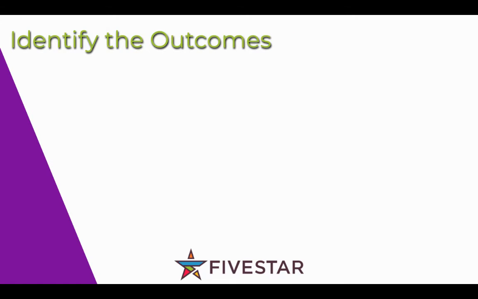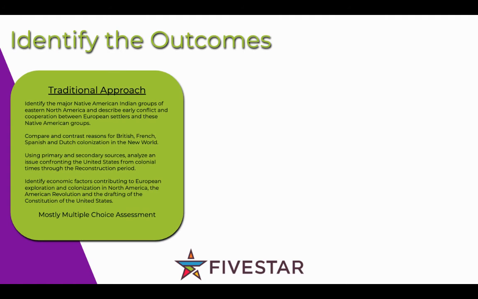Okay, so let's take those 4 steps and break them down. We start by identifying our outcomes. And again, I'm going to do a kind of compare and contrast between traditional and authentic assessment here. I'm going to use a U.S. history example because that's what I taught before I left the classroom. So we're going to go with the first unit I used to teach my students in 8th grade U.S. history. And that was the European colonization of North America.